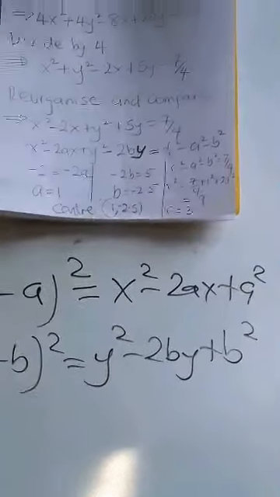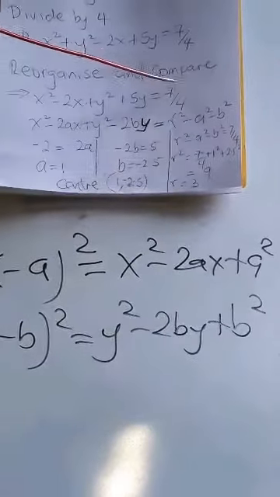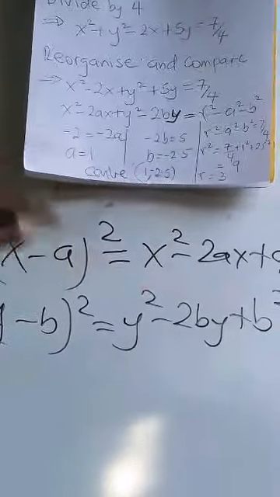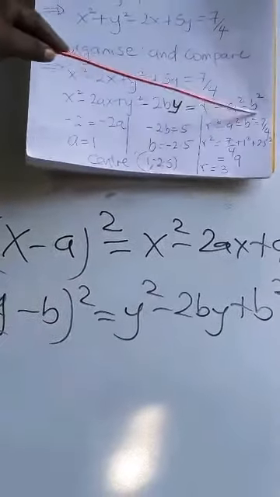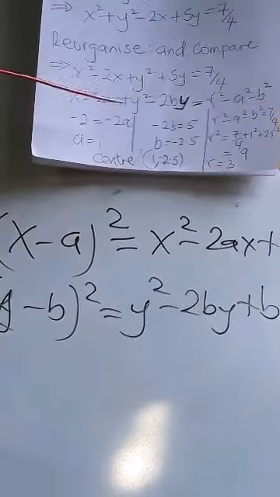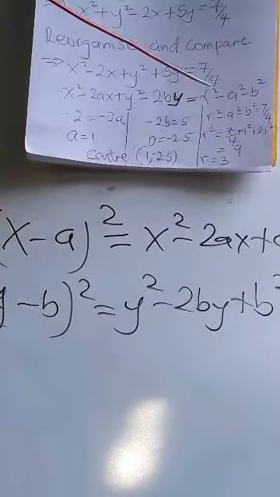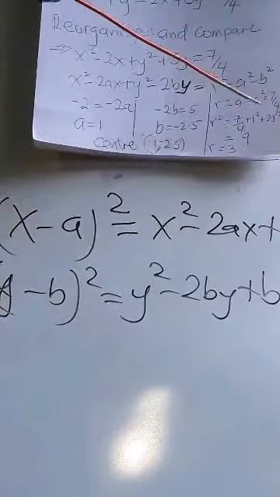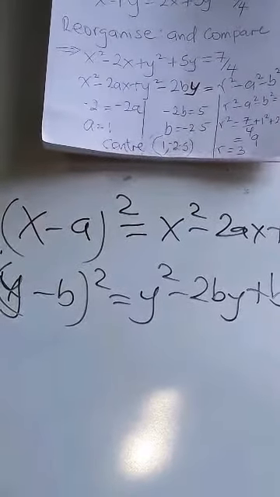And therefore we have already found the values of a and b, which form the center of the circle. What about now the radius? The radius, you compare the constant. Remember, a squared and b squared were taken to the other side after expanding, so that now the whole of this forms the constant part, which is equivalent to 7 over 4. So substituting the values of a and b that you have found, you will get that r squared is equal to 7 over 4 plus 1 squared plus 2.5 squared, which gives us 9. And therefore, the radius is the square root of 9, which is 3.